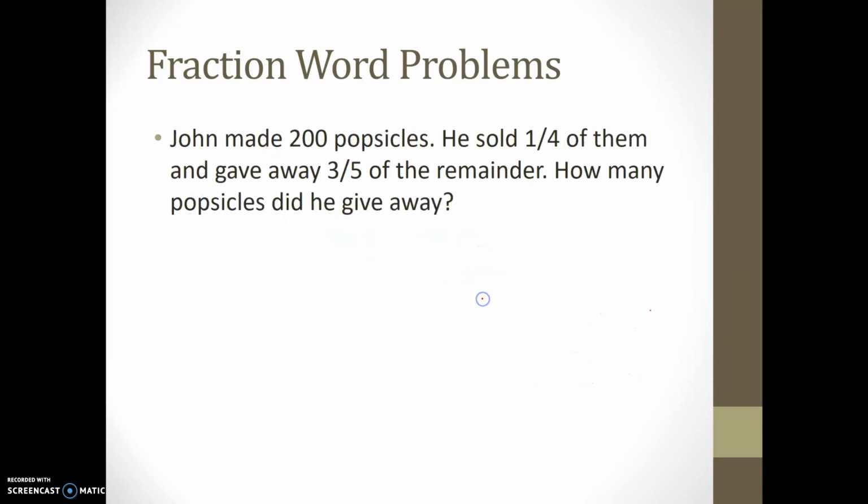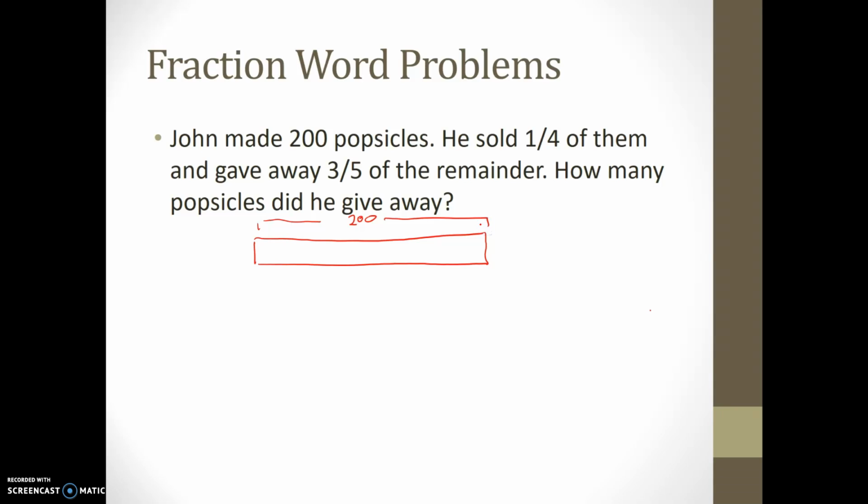Let's try another one. Okay, this one's a little bit harder. John made 200 popsicles. He sold 1/4 of them and gave away 3/5 of the remainder. How many popsicles did he give away? Okay, well, how are we going to bar model this one? I'm going to start at the beginning of the word problem, and I'm just going to start marking my bar model. So we know that John made 200 popsicles, right? So the whole thing equals 200 popsicles.